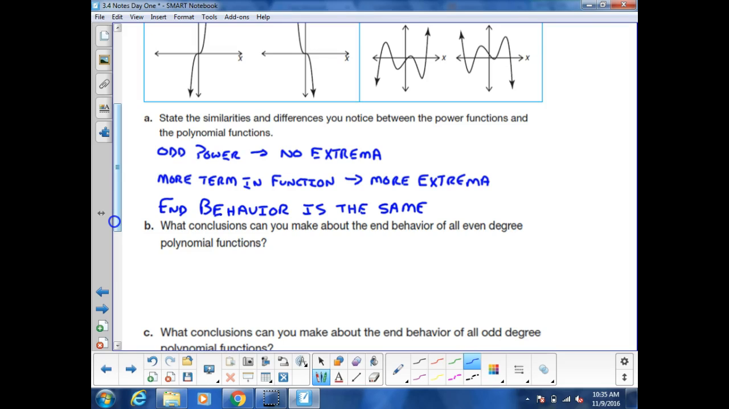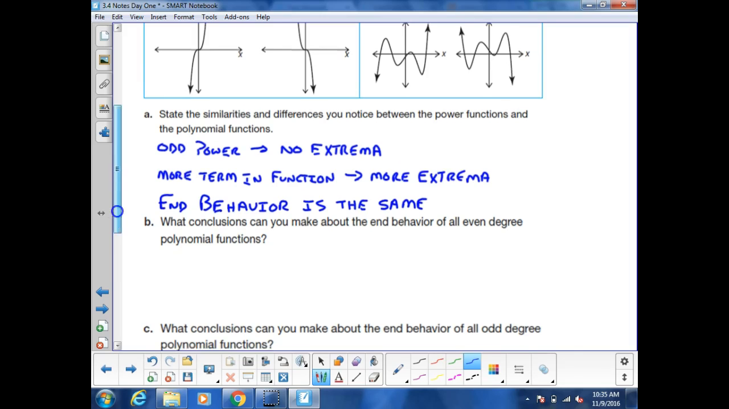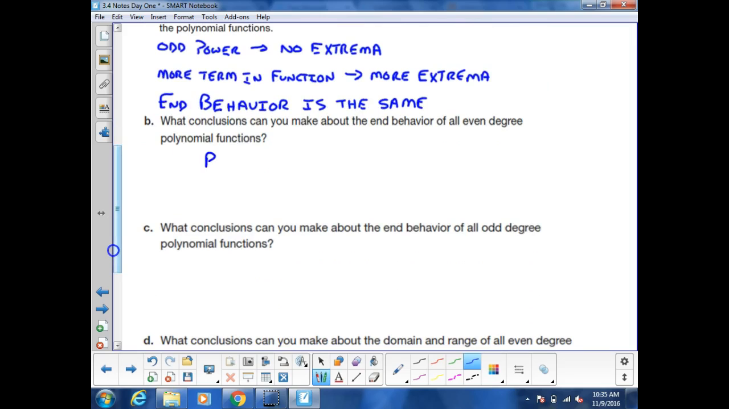What conclusions can you make about the end behavior of all even degree ones? They go in the same direction, okay? So if both sides of the graph go in the same direction. What about odd? They go in different directions.